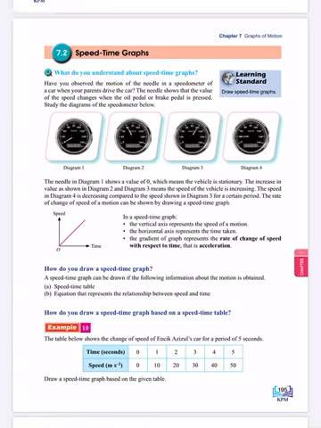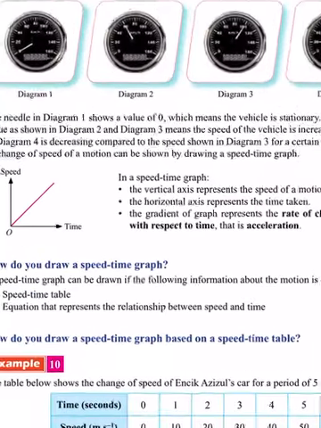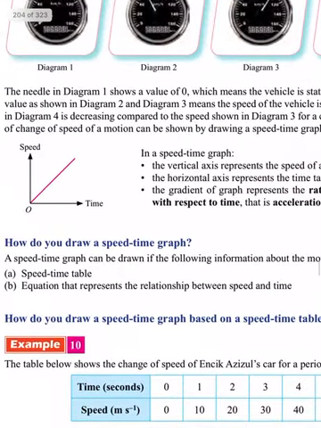Okay, so today we are going to learn about speed time graph. So the first learning standard is how to draw a speed time graph. Basically, drawing a speed time graph is just the same as drawing the distance time graph. What we need is either the speed time table or the equation that represents the relationship between speed and time.